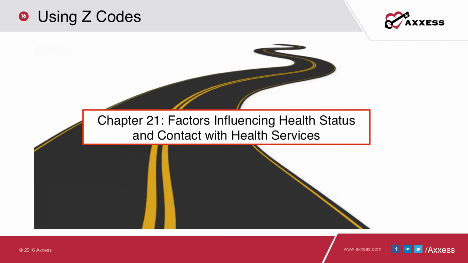So let's get right into our Chapter 21 using Z codes and status codes, which is the last part of your code book. And the title of that chapter is Factors Influencing Health Status and Contact with Health Services.